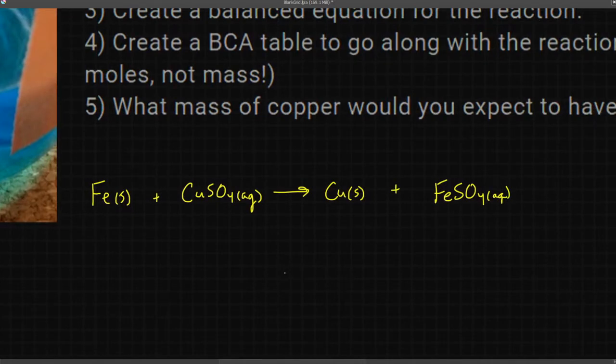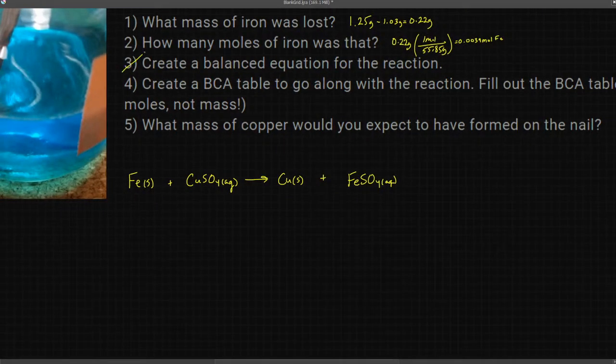This is done. Actually, this is even balanced. If you look here, one iron, one copper, one sulfur, four oxygens. Yeah, we're set. We are balanced. That part is done. So, good job, number 3. So we've gone through question 1, question 2, question 3.